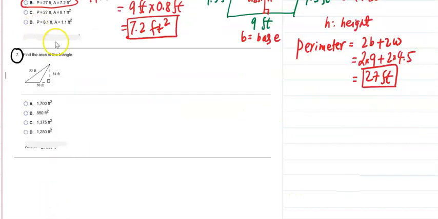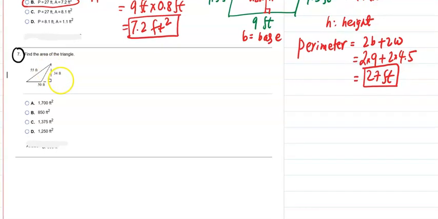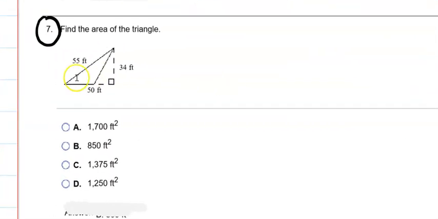Question 7. Find the area of the triangle. Here the triangle is given. So a triangle has three sides. You see that 55 is on one side, this is another side here, and 50 is the other side. So this 34 in the triangle is called the height. Notice that this height is perpendicular to this base.